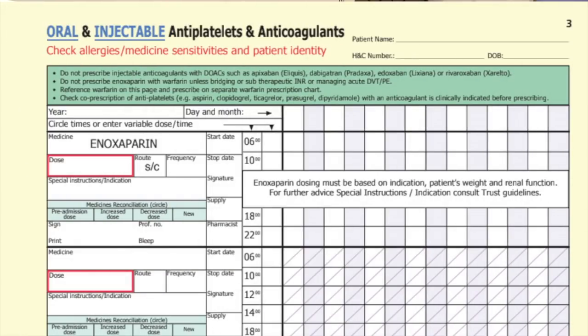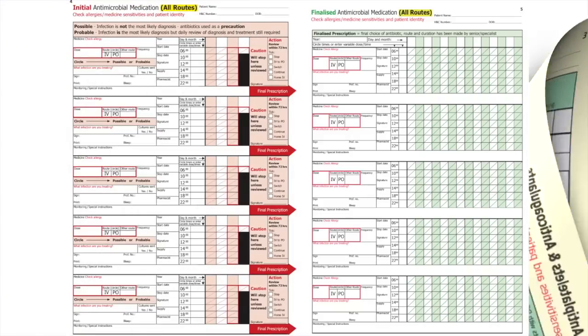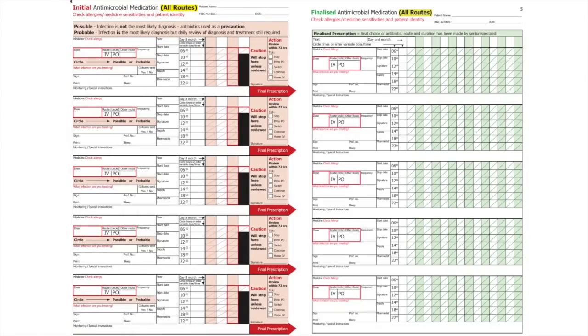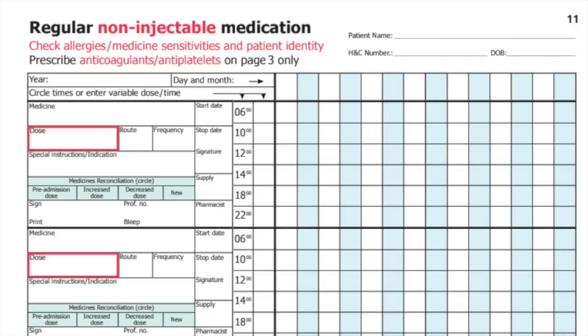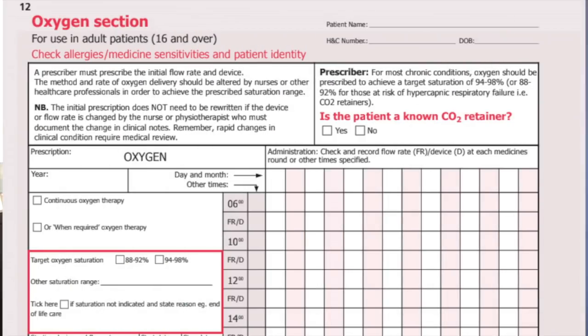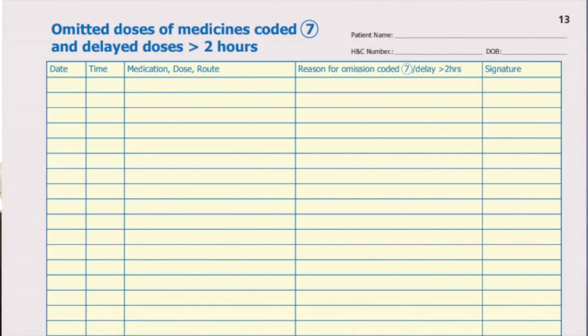Page 3 is now where all injectable and oral anticoagulants and antiplatelets will be prescribed. Pages 4 and 5 have a new version to prescribe antimicrobials. Pages 6 and 7 are now for all other injectable medicines. There is an additional page for non-injectable medications on page 11, and oxygen is prescribed on page 12. Page 13 is for recording omitted and delayed medicines.